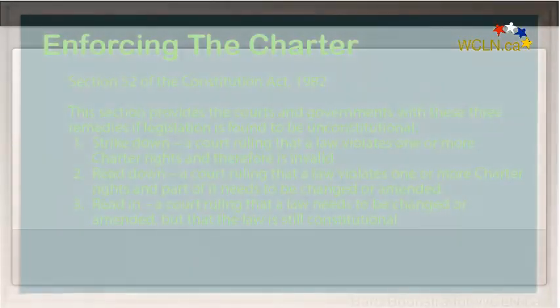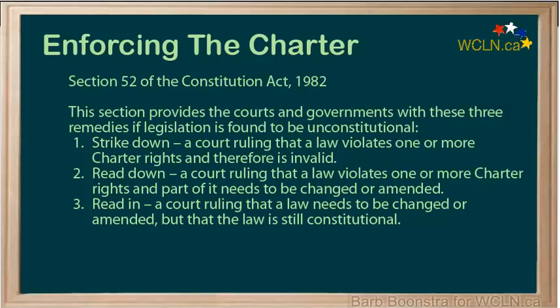Under the Charter, courts and governments have 3 remedies if a legislation is found to be unconstitutional. It can be struck down. That is, the court rules that the law violates one or more of the Charter rights and is therefore invalid. It can be read down. That is, it's ruled that the law violates one or more of the Charter rights and it needs to be changed or amended. Or it can be read in. The court rules that the law needs to be changed or amended, but the law is still constitutional.